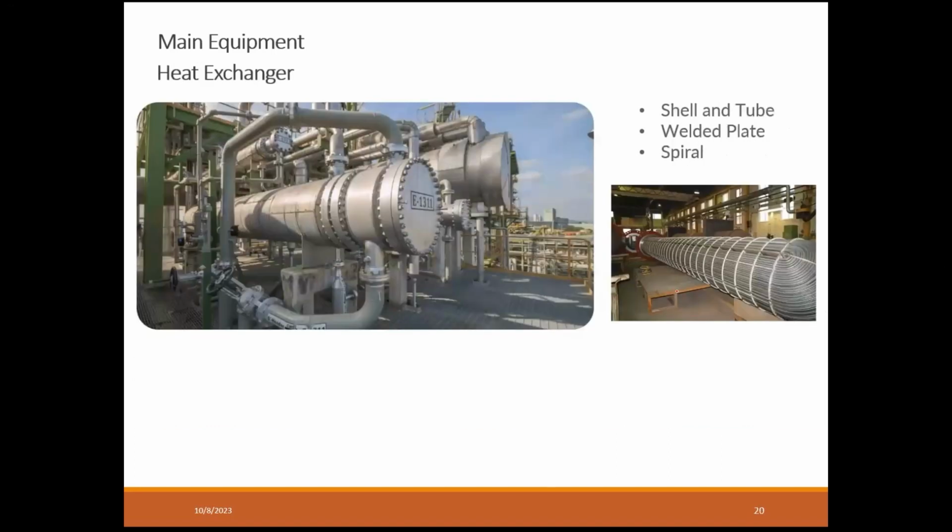Okay, heat exchanger. This is very typical in refinery operations. What we have here is a shell and tube heat exchanger. And together we have on the right hand side a picture of a tube bundle. So this is the tube bundle of the heat exchanger. This is basically the inside of this heat exchanger. So there are three types as far as I know: shell and tube, welded plate, and spiral.